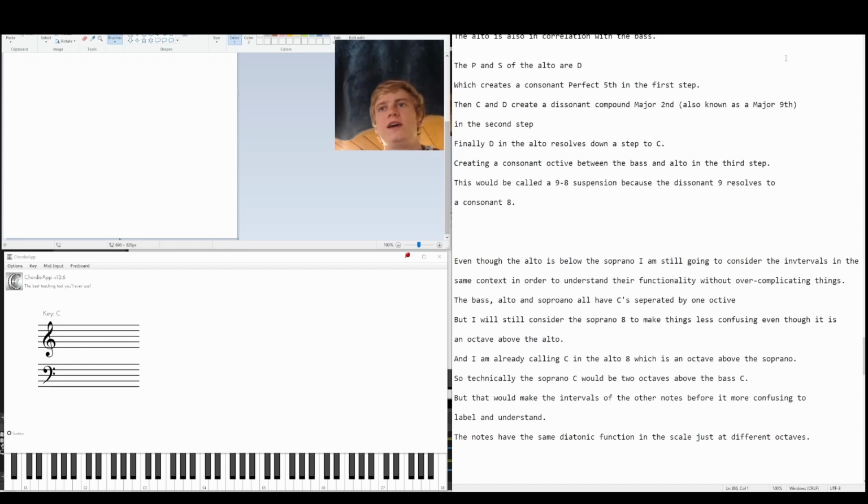Okay, so the P and the S of the alto are also D, which creates a consonant perfect 5th in the first step. Then C and D create a dissonant compound major 2nd, also known as a major 9th in the second step. Then finally, D in the alto resolves down a step to C, creating a consonant octave between the bass and the alto in the third step. So this would be called a 9/8 suspension because of the dissonant 9 resolving to the consonant 8.